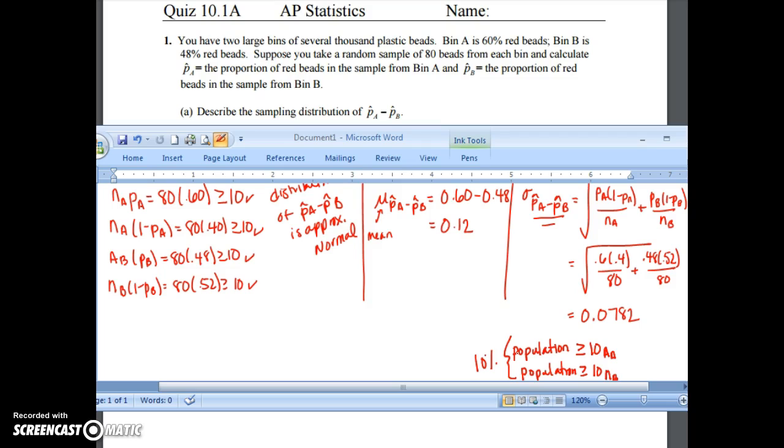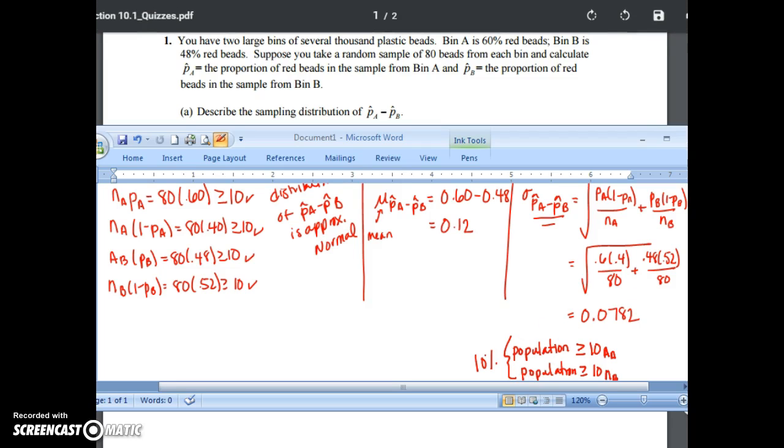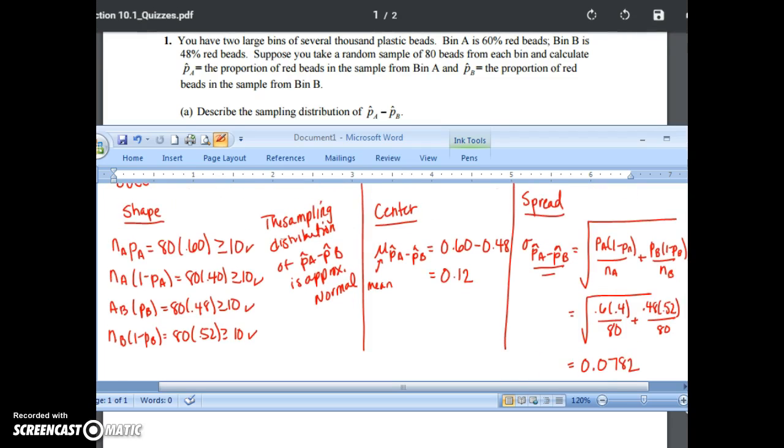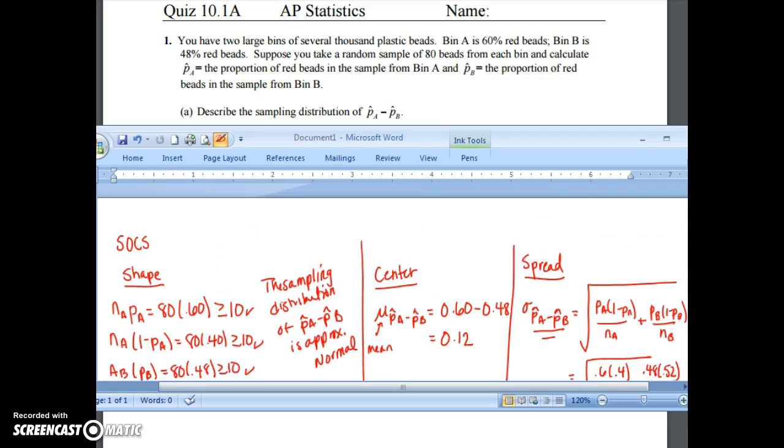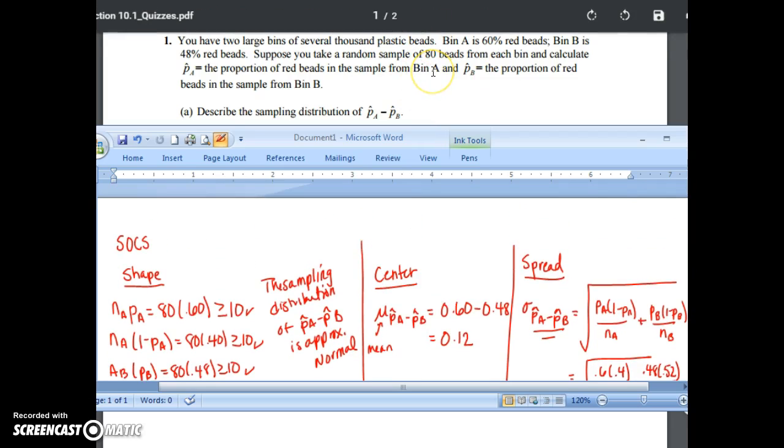So this first video was just describing for you the sampling distribution. How do you find the shape, the center, and the spread from a proportion question? The next few videos will show you how to do confidence intervals and significance tests.